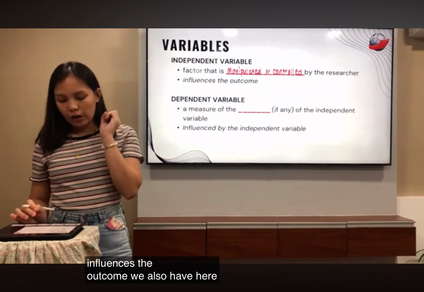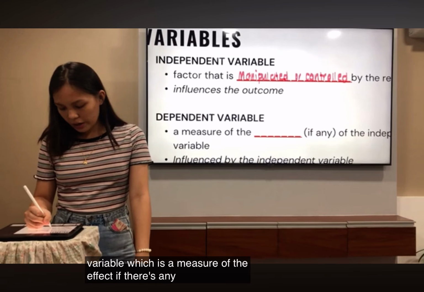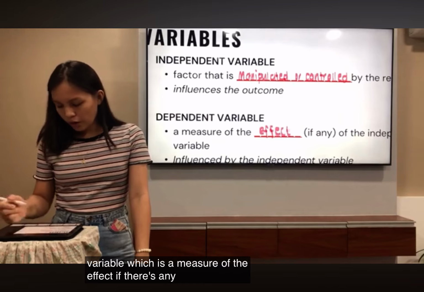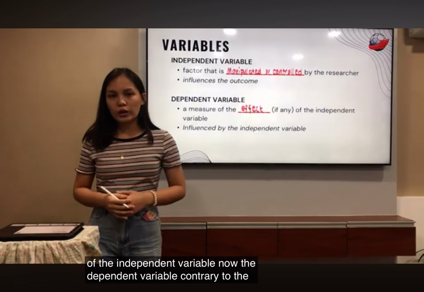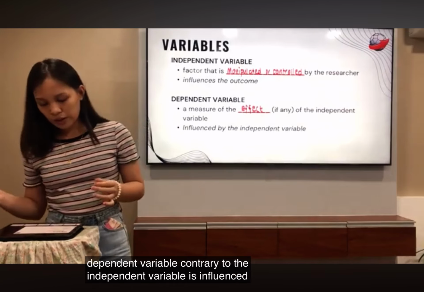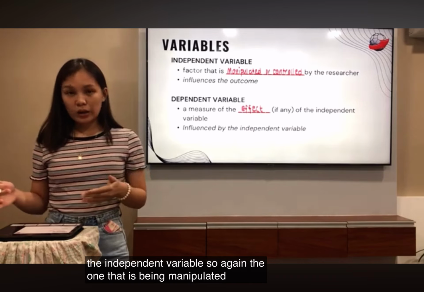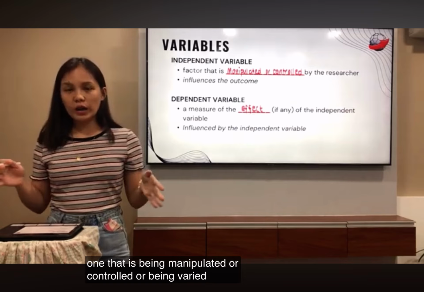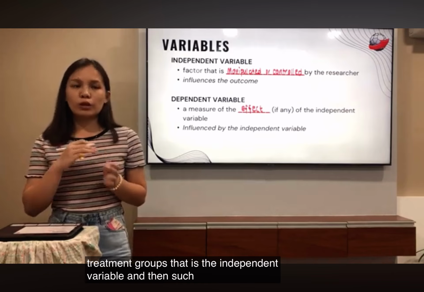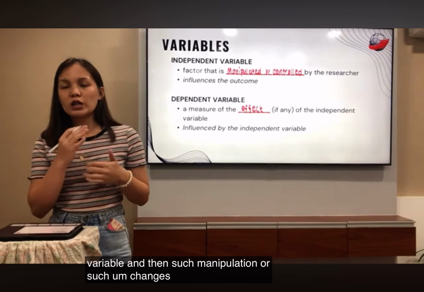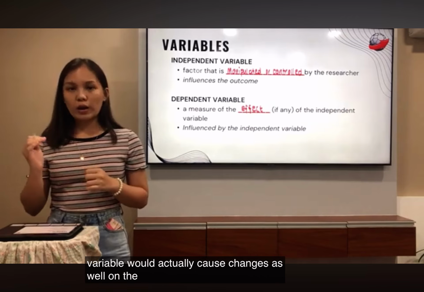We also have here the dependent variable, which is a measure of the effect, if there's any, of the independent variable. Now the dependent variable, contrary to the independent variable, is influenced by the independent variable. So again, the one that is being manipulated or controlled or being varied among treatment groups is the independent variable, and such changes in the independent variable would cause changes as well on the dependent variable.